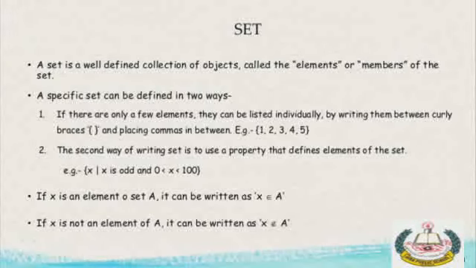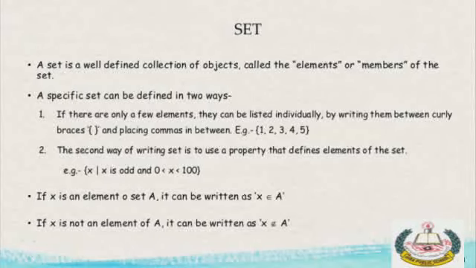Another example is a set of weak students of 10th class. So, is it a well-defined set? No, it is not a well-defined set because maybe they are weak in only maths and their performance in other subjects is very good, so it is not a well-defined set.